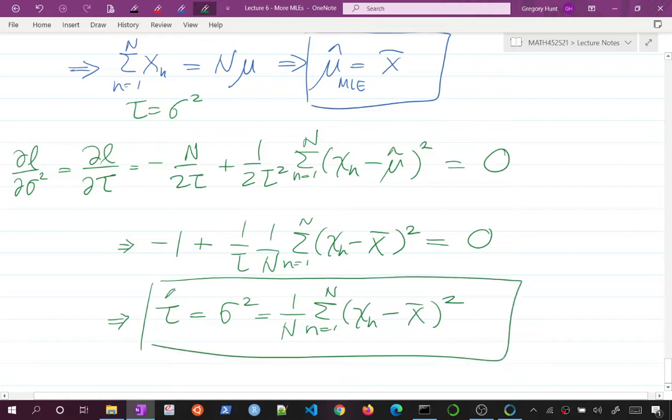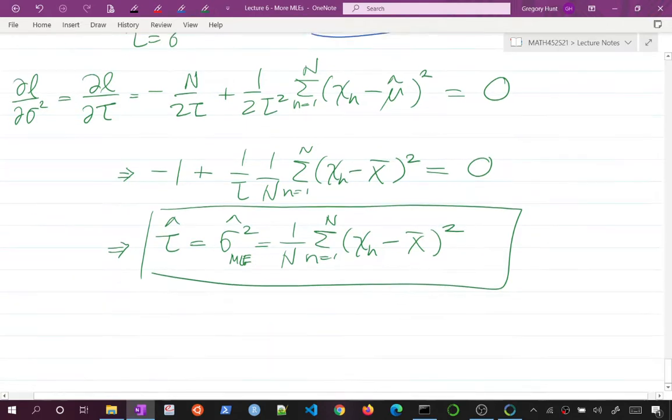And we can put hats on it, we can call it the MLE. So sigma hat squared, the MLE, has the following form: 1 over n, sum over the n of x_i minus x bar, squared. This looks really familiar. It's not quite what you think it is, though.